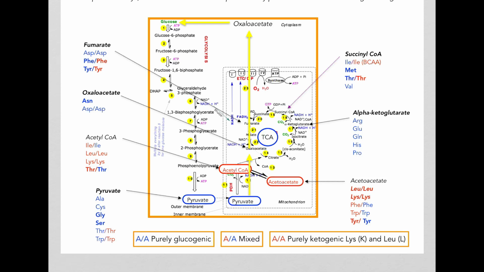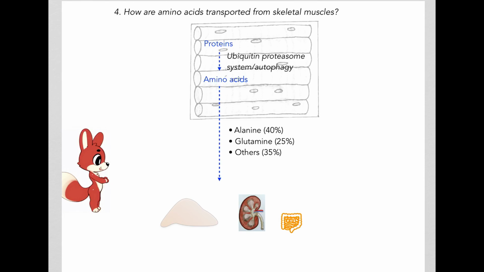So an important message here is that we can use most of our amino acids, 18 out of 20, to make glucose by gluconeogenesis. Since the bulk of proteins are in our muscles, and when we break down proteins, we get amino acids. That happens during starvation. And in one of the previous videos, we talked about how proteins are broken down into amino acids by the ubiquitin proteasome system as well as autophagy. So by these processes, especially during starvation, muscle proteins are broken down into amino acids.